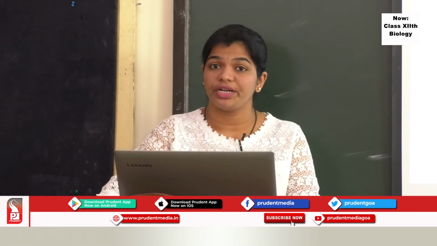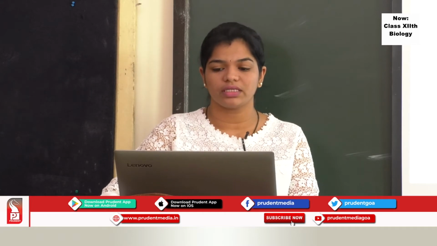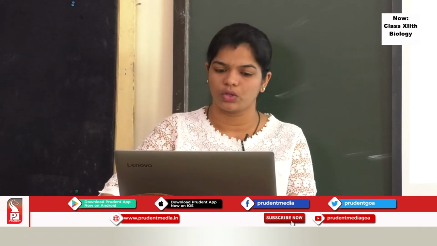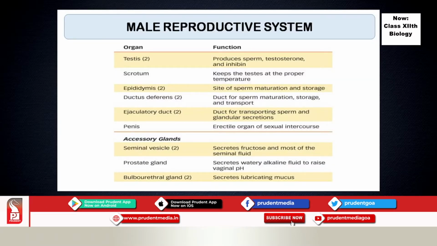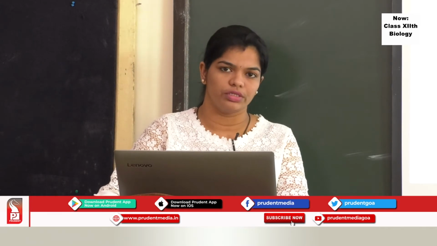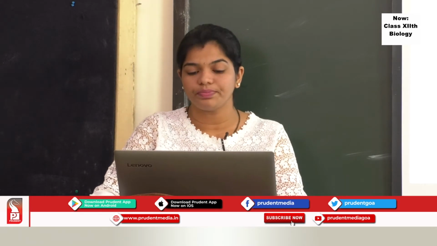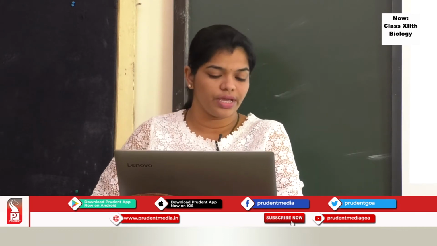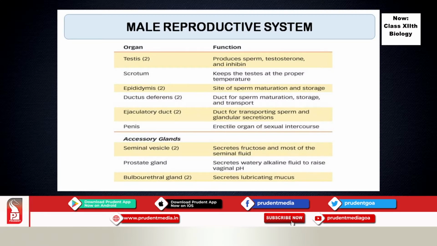Then there is the external genitalia of the men, that's the penis, which is an erectile organ involved in sexual intercourse. Then accessory glands are the ones which add secretions to the sperms. For example, the seminal vesicle is a paired accessory gland which secretes fructose and most of the seminal fluid. Then you have the prostate gland, which secretes watery alkaline fluid to raise the pH, and the bulbourethral glands, which secrete lubricating mucus.